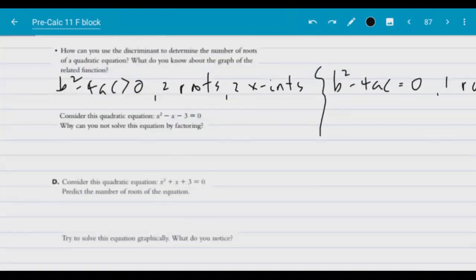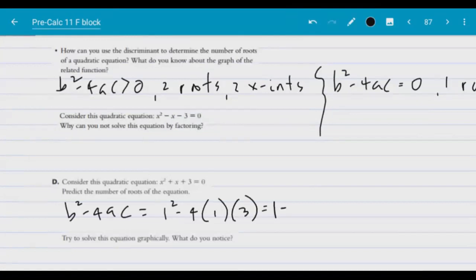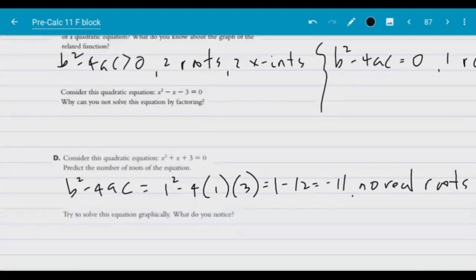Consider this quadratic equation. Predict the number of roots. So b squared minus 4ac, what would that be? It equals 1 squared minus 4 times 1 times 3. So that would be 1 minus 12, equals -11. B squared minus 4ac is negative, therefore no real roots. The roots would actually be complex numbers, which is not covered by this course.